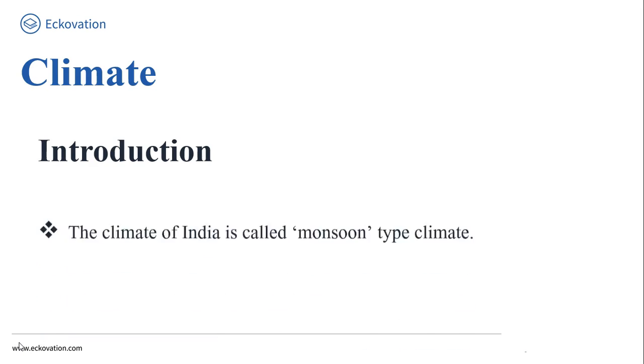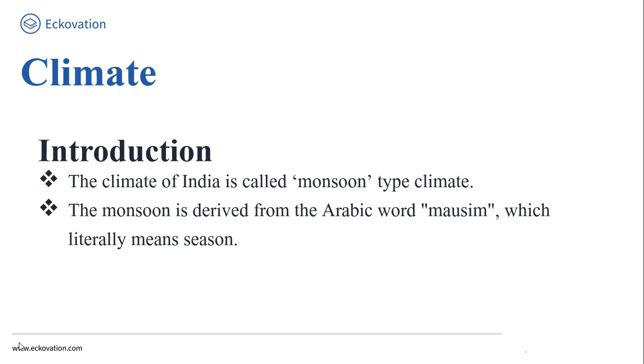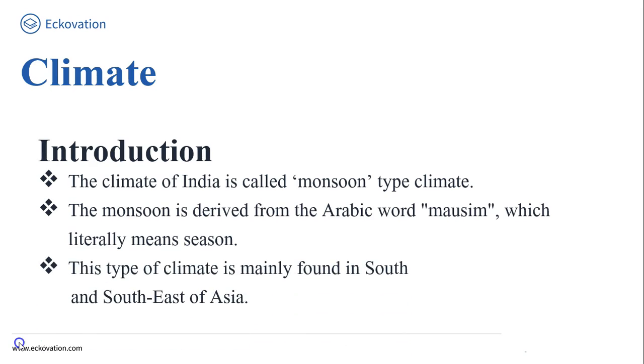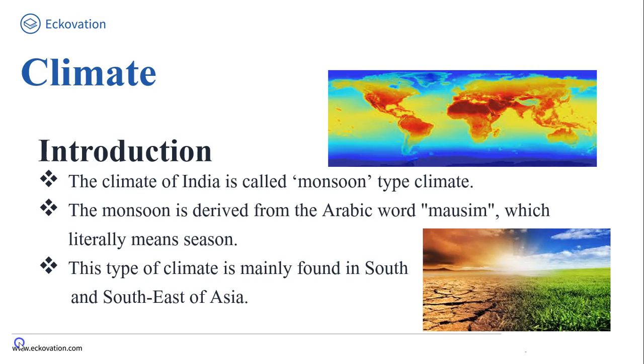We will continue our discussion with introduction of climate. Friends, do you know that the climate of India is also called monsoon type climate? Friends, basically the word monsoon is derived from the Arabic word mausim, which literally means season. My dear friends, this type of climate is mainly found in South and Southeast of Asia.